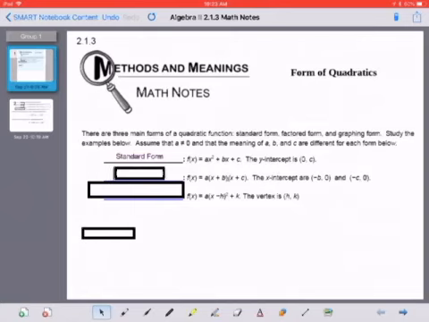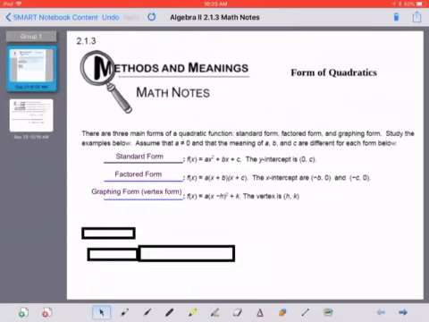The first form is standard form. So standard form is f of x equals ax squared plus bx plus c, where the y-intercept is (0, c), because if we plugged in 0 for x, we would just be left with c. The next form is factored form, where you can pull out an a, or common factor, from the whole quadratic, and then you get (x plus b)(x plus c), where the x-intercepts are (negative b, 0) and (negative c, 0).